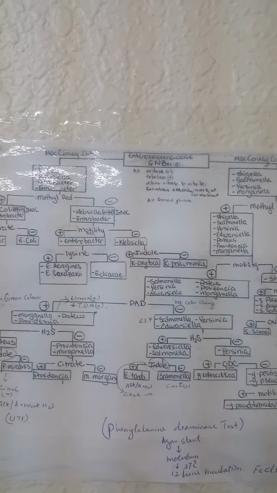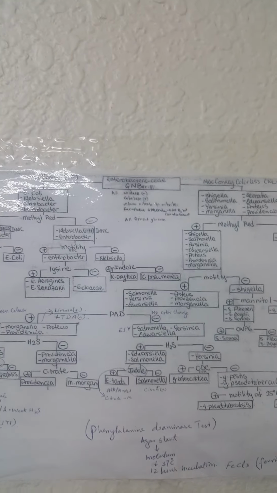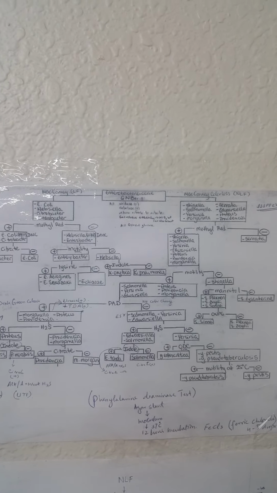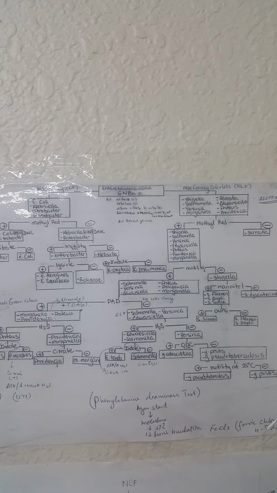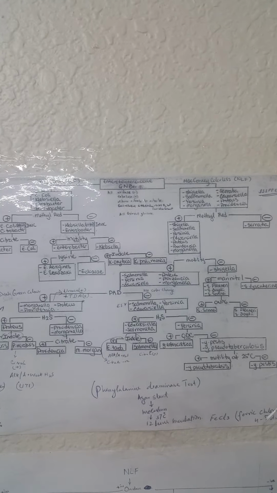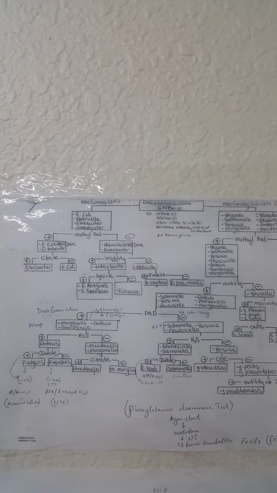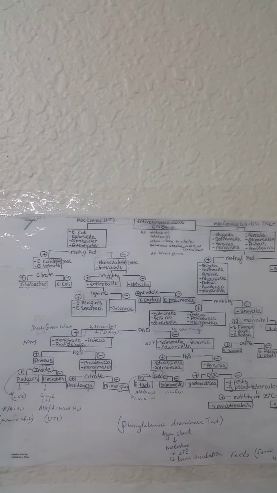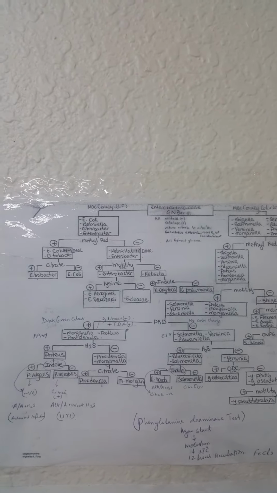Enterobacteriaceae are gram-negative bacilli, all of them oxidase negative, catalase positive, and they reduce nitrate to nitrite. All ferment glucose. They are divided into two groups: lactose fermenters and non-lactose fermenters. In lactose fermenters, we have E. coli, Klebsiella, Citrobacter, and Enterobacter.